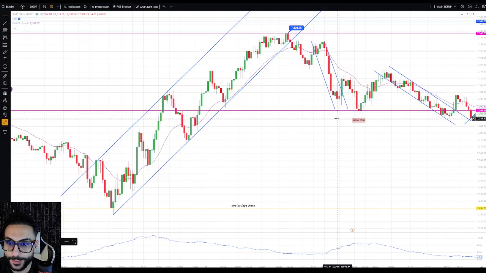We are currently looking at ES and the time frame we are looking at is the 2000 tick chart. Now, I solely rely on price action and trend lines to look for high probability setups, and the only other supportive indicator I use is the 21 EMA, which is this purple line.